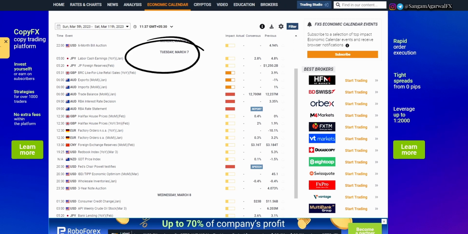And the date and time of all of this news, like the timing of Fed speech, you can find all of this information in the FXStreet economic calendar. But make sure this clock is set to your local time zone.